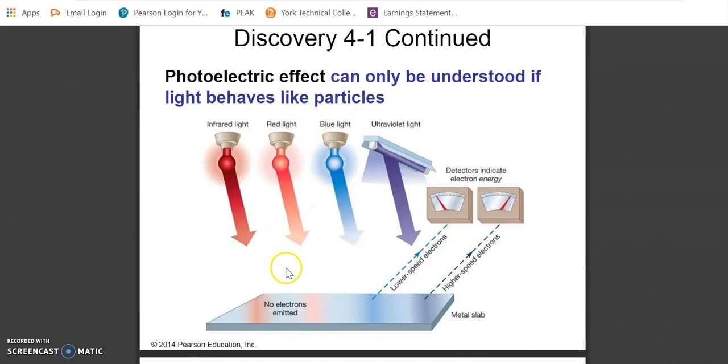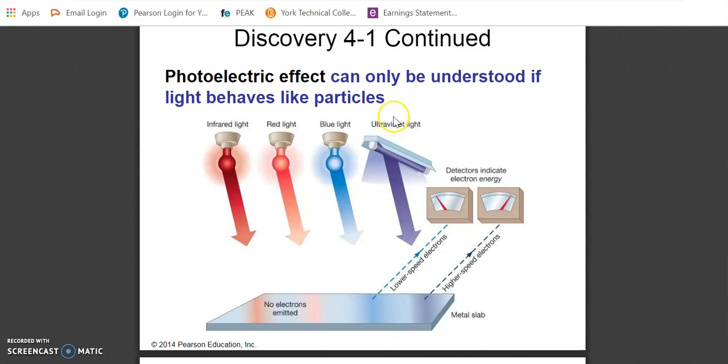This is for a particular piece of metal. Different metals correspond to different wavelengths, of course, that get the electrons excited. There are metals where infrared light would work, but let's say this particular metal: no electrons, no current. Red light, no current. Blue light, you start to see some current. And then when you get to ultraviolet light, you get even more current. So it has to do with the frequency.